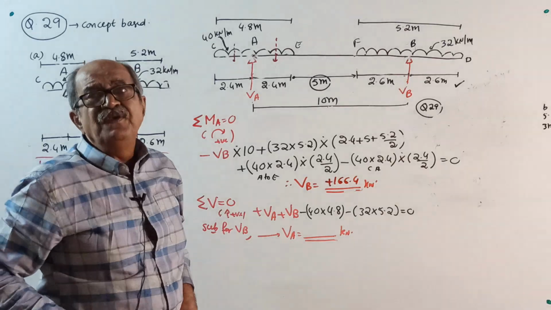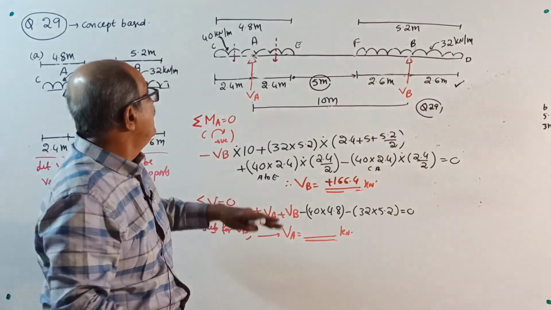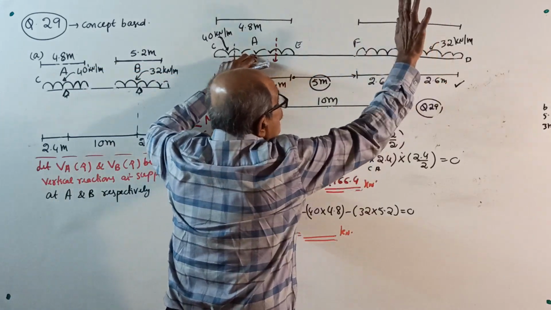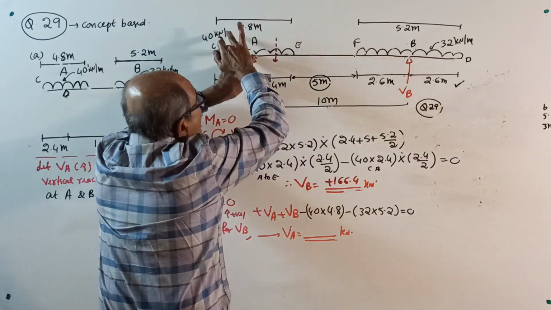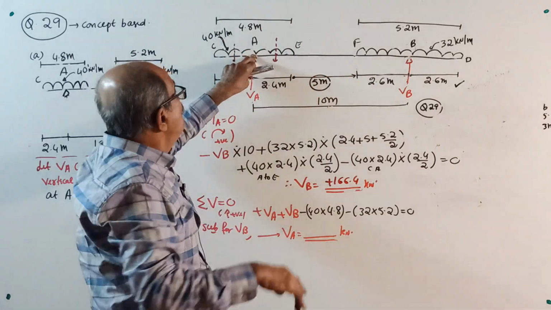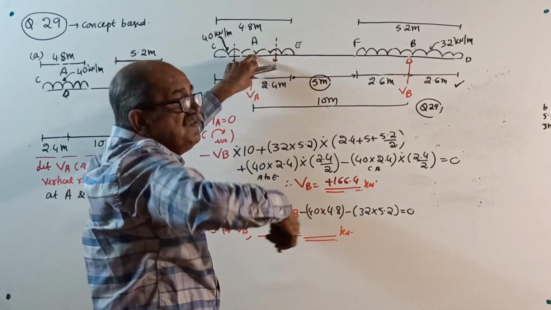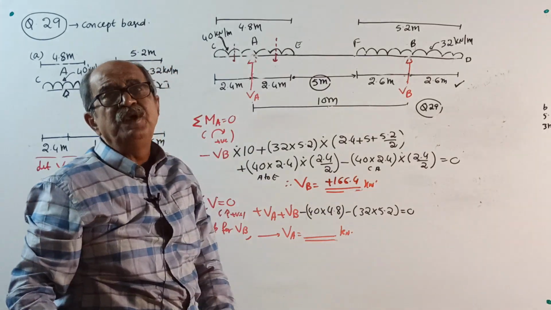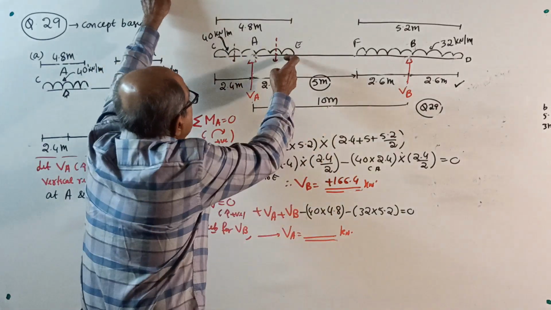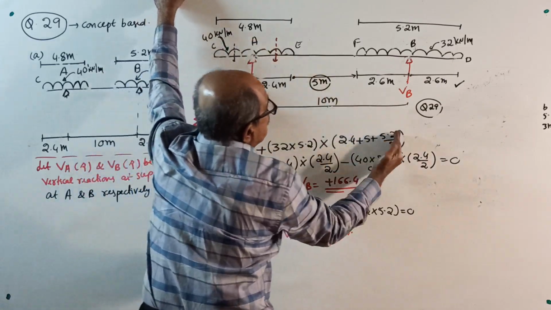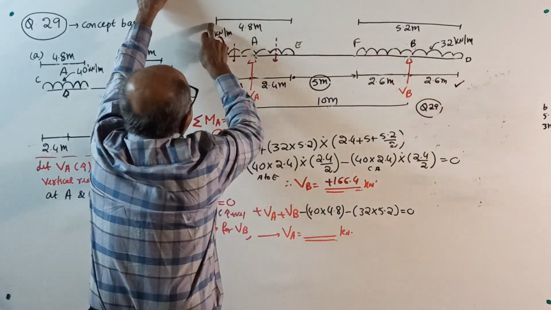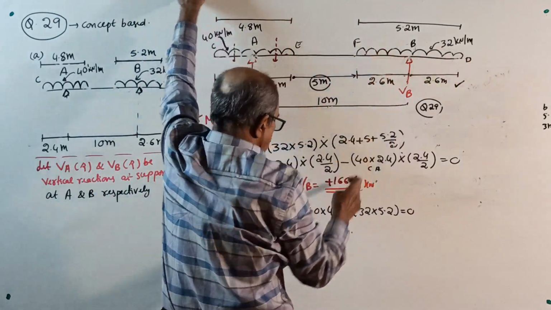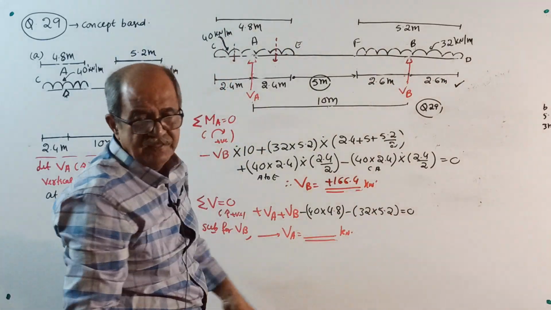When you do sigma V equals 0, don't split the load. Why? When you take moment about A, that load total, once for all. Here, either side you took separately, because one side will create clockwise, one will create anti-clockwise. But when you want sigma V, only load, therefore take the full load: plus VA plus VB minus 40 into 4.8, only load, minus 32 into 5 equal to 0. Substitute, you get the value of VA.